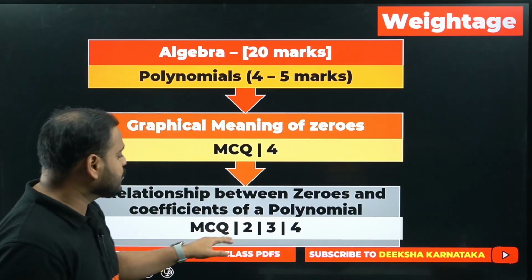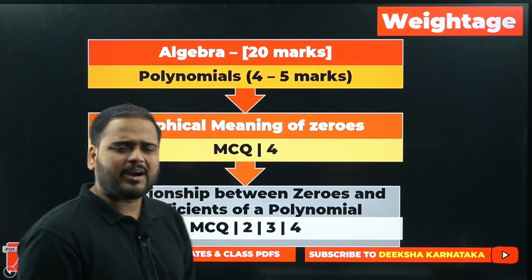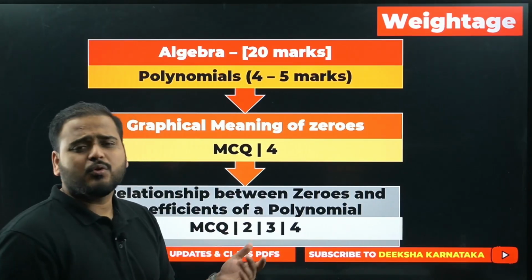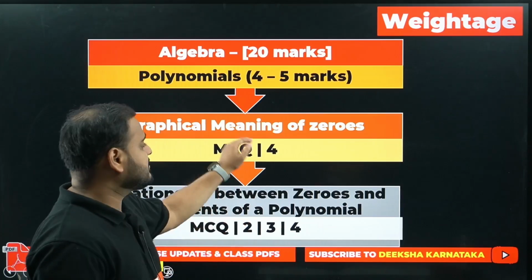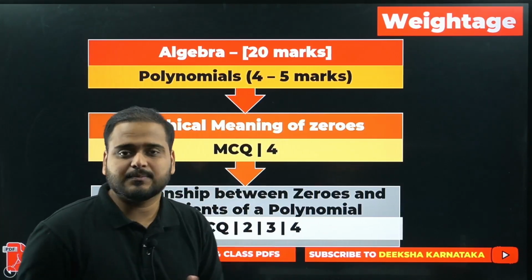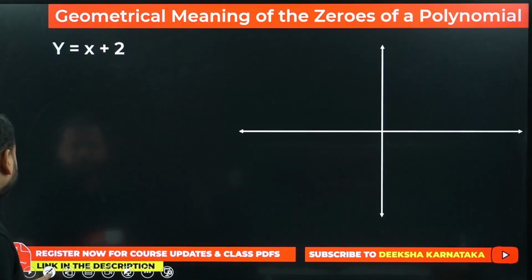You can expect MCQs, 2 marker, 3 marker, 4 marker, all categories of questions can come from here. So they can ask you very good questions. So again, this is very high weightage. After this, it has to be given preference because questions have been asked over here. So moving on, what do we have next?